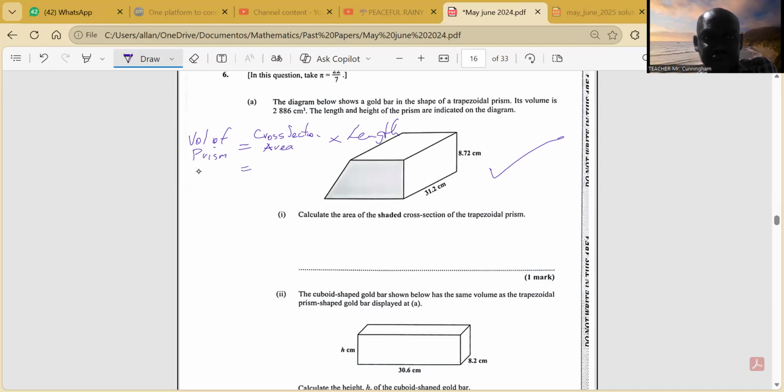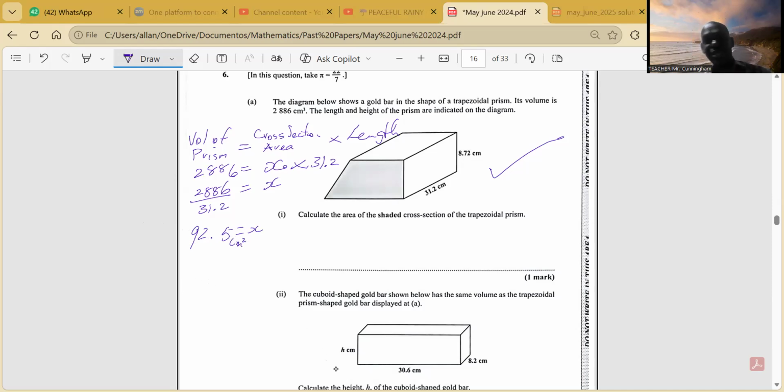And they gave us the volume, which was 2,886. We didn't know the cross-section, so we call it X. And the length was 31.2. So the cross-section area would be 2,886 divided by 31.2. So we got for that answer 92.5. Of course, it will be centimeters squared.